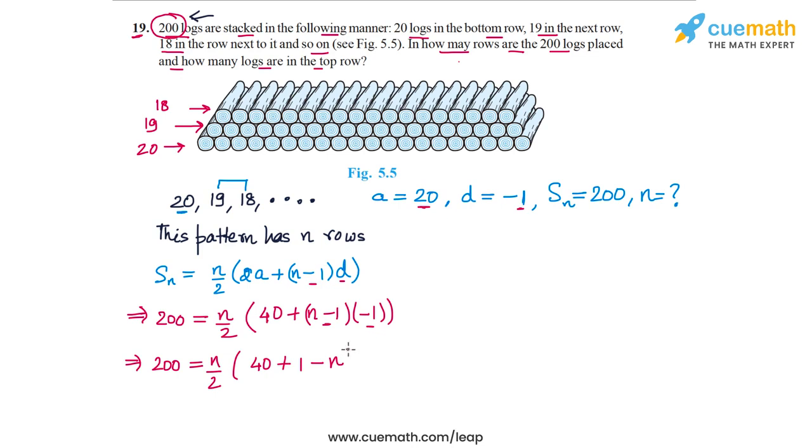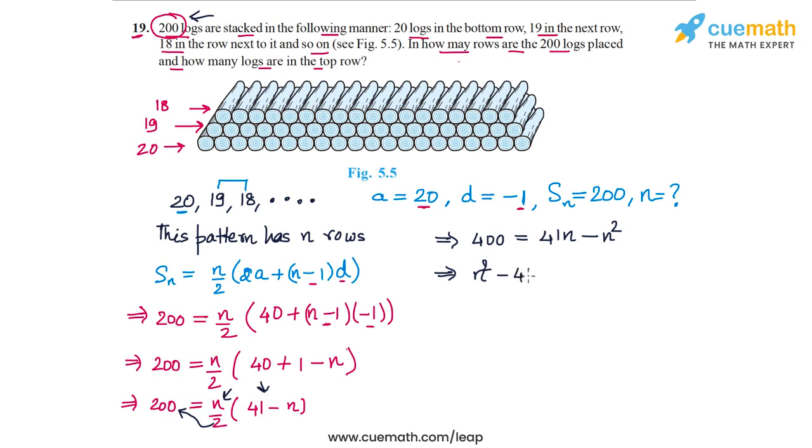So we can write this as 200 is equal to n by 2 times (41 minus n). Now let's cross multiply this 2 with the 200. We will get 400 on the left side, and on the right side we will get n into (41 minus n), so that's 41n minus n square. And now we can write this as n square minus 41n plus 400 equal to 0. So this is a quadratic equation in n. We can solve it now and find the value of n.